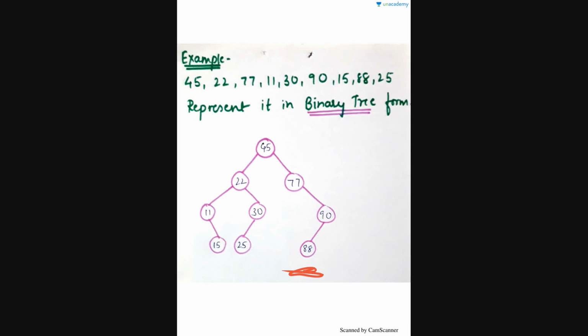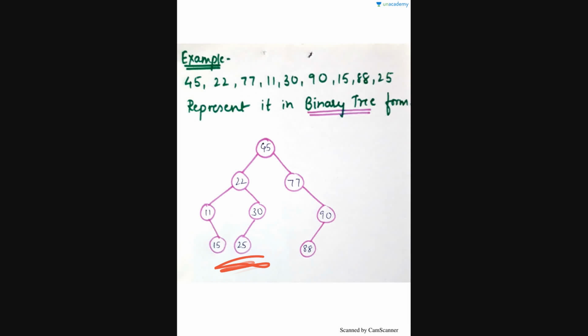Now the last element is 25. 25 has to be placed on the left hand side of 45, because 25 is smaller than 45. We'll check with 22. 25 is greater than 22, so we'll go for 30. Now we'll consider 30 as the root node, and 25 is smaller than 30, hence it has to be placed on the left hand side of 30, and we have placed 25 on the left hand side of 30.